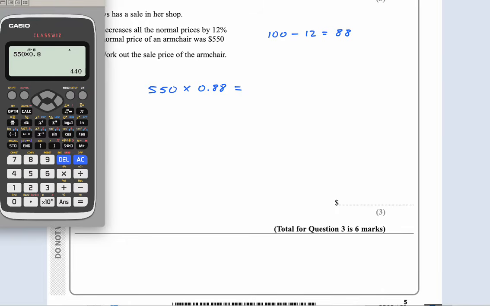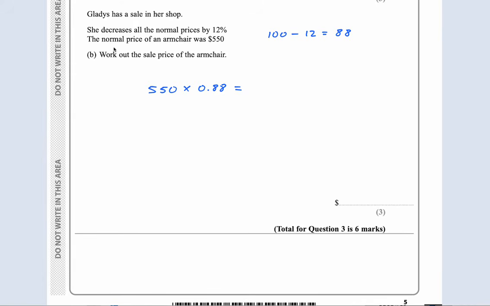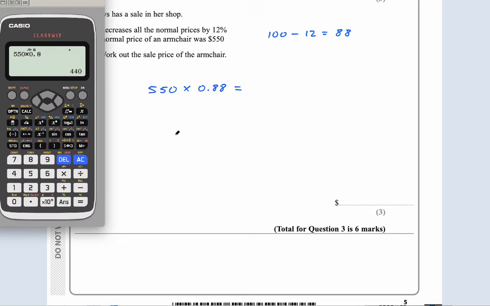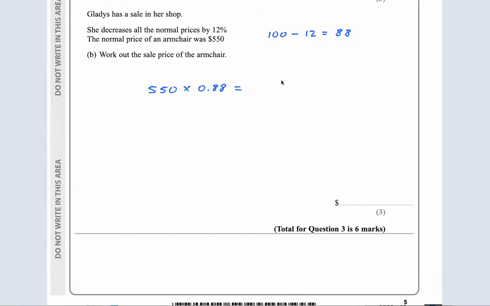And that is 550 times 0.8, 440. Hang on, that's wrong. Why is that wrong? Work out the sale price of the armchair. Oh, sorry, I did 0.8. Sorry, what am I doing? 550 times 0.88, 484. Okay, that is correct. Here we go, 484.